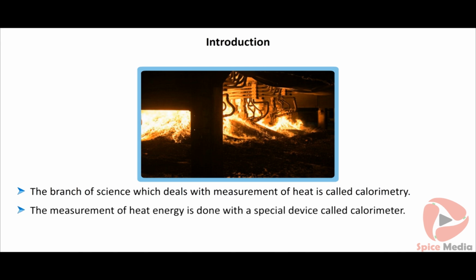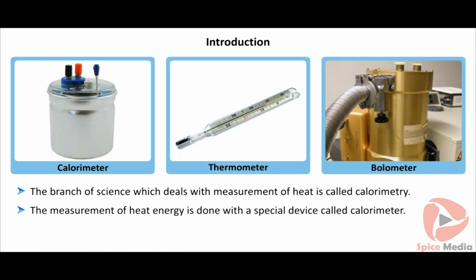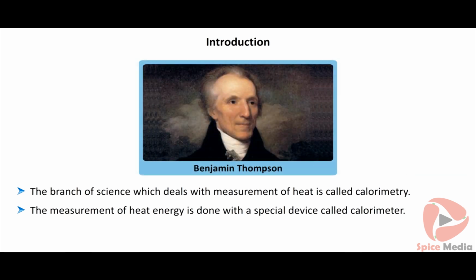The measurement of heat energy is done with devices such as calorimeter, thermometer, and bolometer. The word calorimeter comes from the Latin word cala, meaning heat, and from the Greek word metri, meaning measure. The most primitive calorimeter was invented by Benjamin Thomson in the 17th century. In this chapter, we will discuss measurement of heat with calorimeter and some effects of heat on matter.